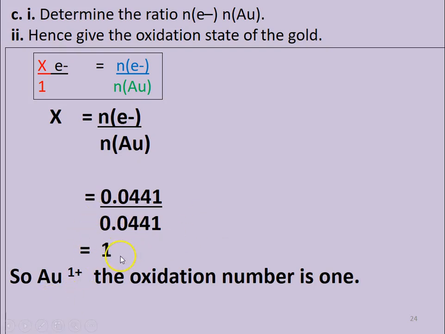If the charge was 2 plus, then this number here, the number of moles of electrons you would need, would have to be double, 0.0882. The number is 1.